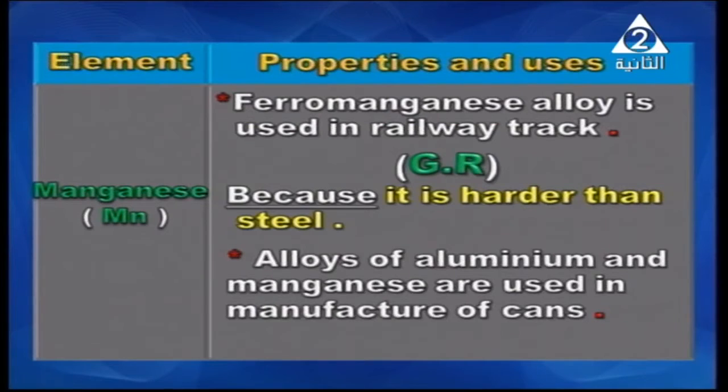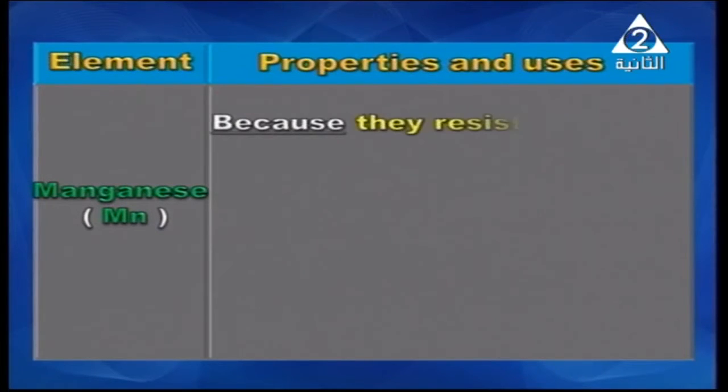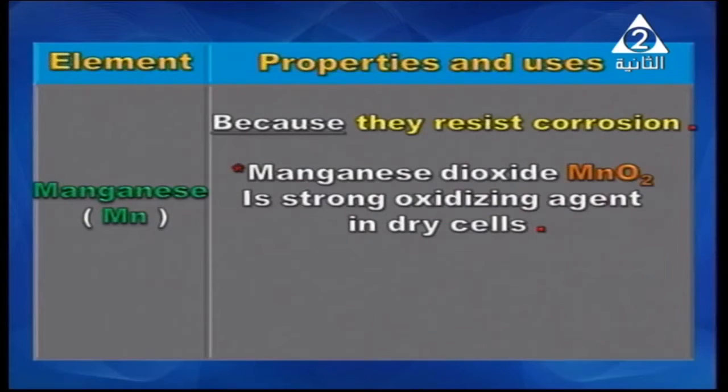And its alloy with aluminum is used in the manufacture of cans. And we have given the reason for this point. Alloys of aluminum and manganese are used in the manufacture of cans, and the reason for that is that it resists corrosion. The next point, manganese dioxide is a strong oxidizing agent in dry cells.